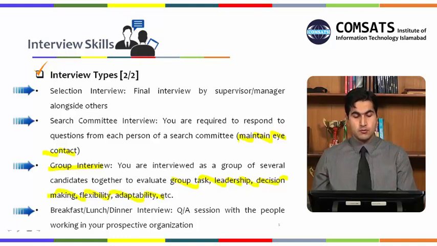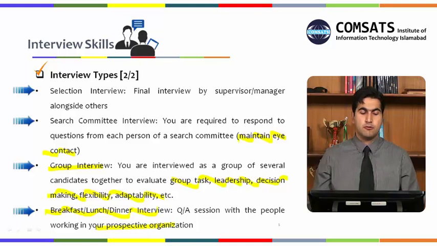So that's why you are also made part of this breakfast, lunch, dinner interview. So it is a question answer session with the people working in your prospective organization. So this is also one category of the interview as well. Seems interesting, isn't it?